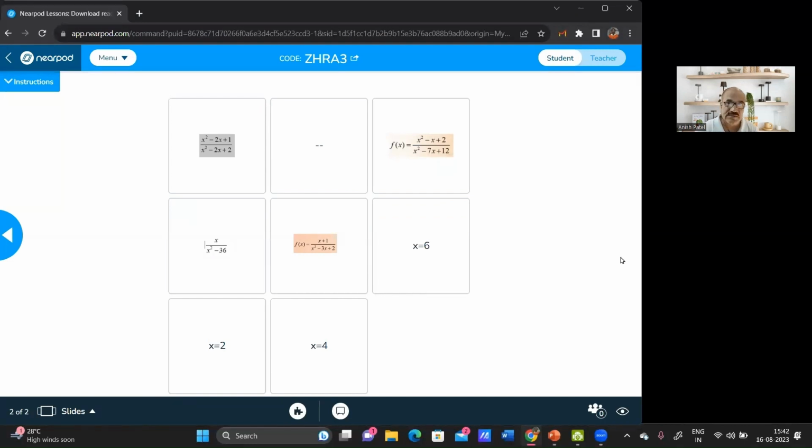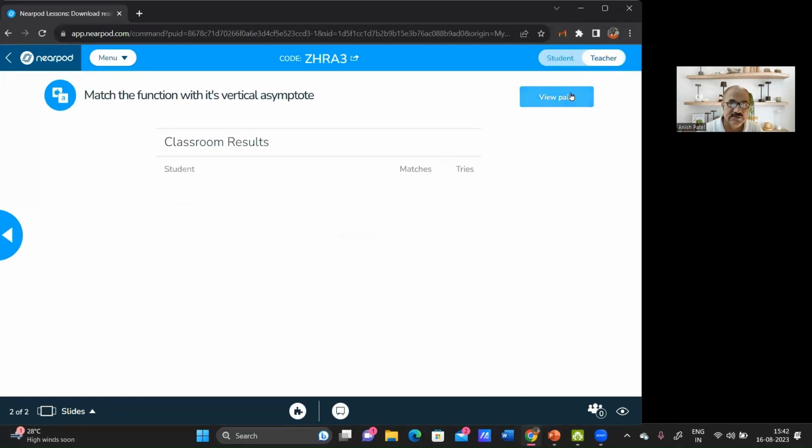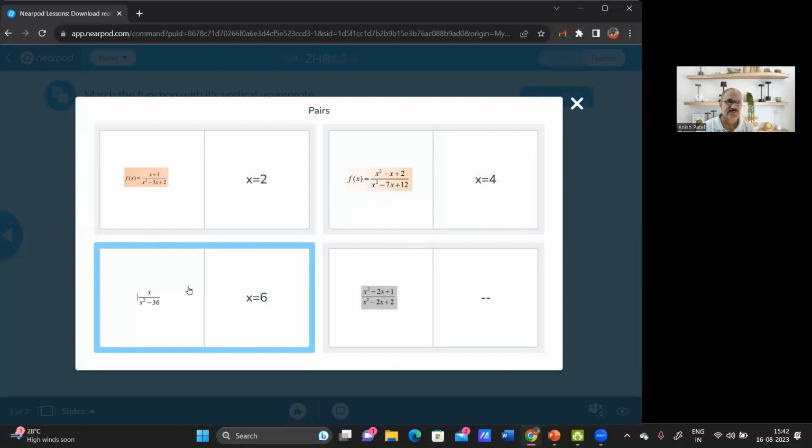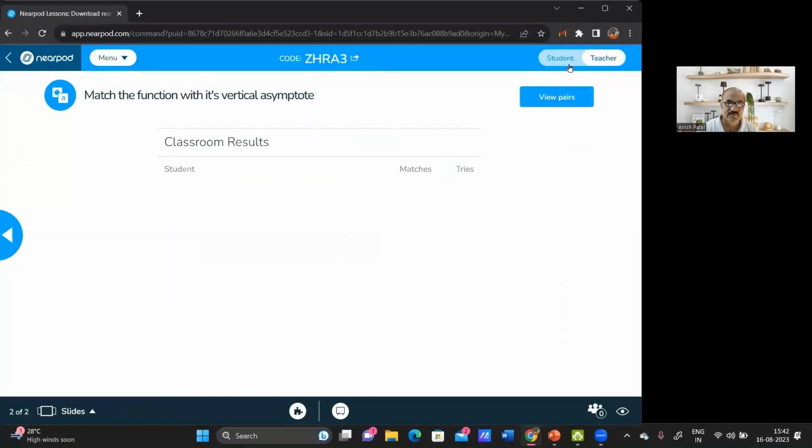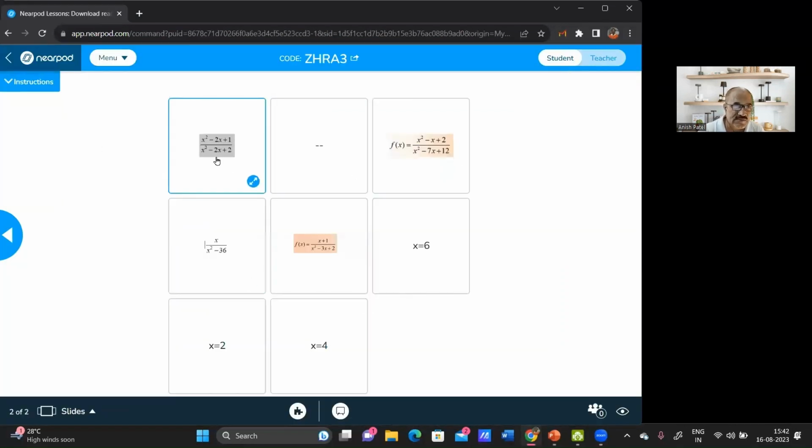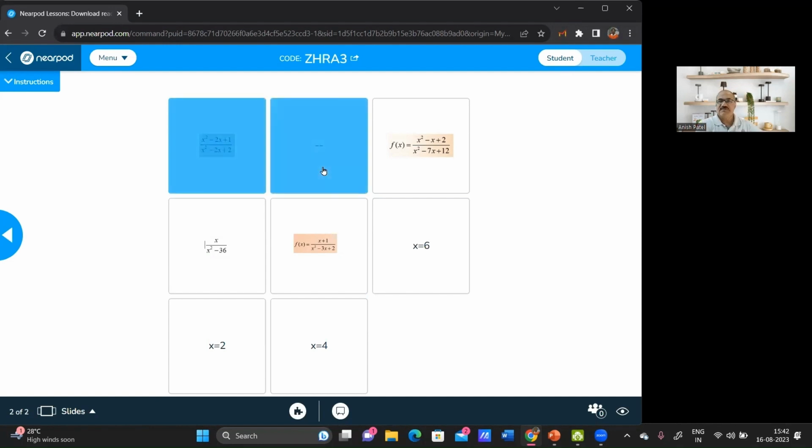So 2 minutes completed. Let's see what the pairs are. Here is x squared plus 2. Can it be factored? No. Good, Harris. So this cannot be factored. That means this will be paired with the blank. And here, what is the denominator? Minus 7x and plus 12, so minus 4 and minus 3. So where is 4? Here is 4. So this function will be paired with this.